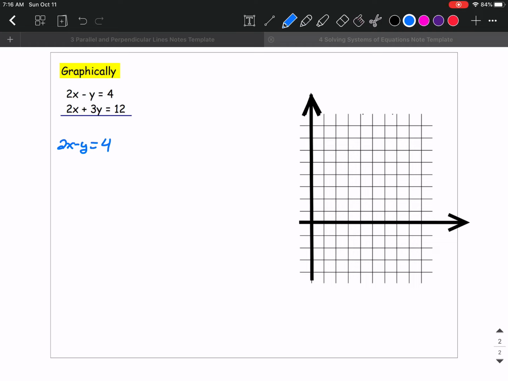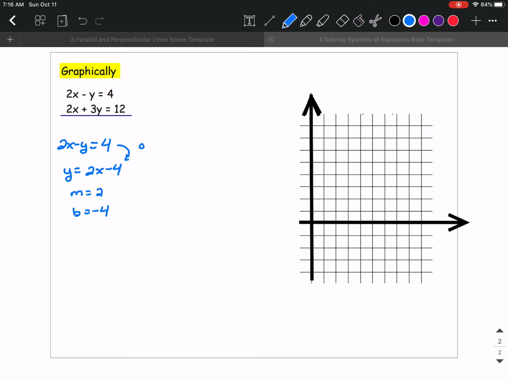Now there's several ways you can go about graphing this. I think a lot of you on this equation would rewrite it in the form y equals 2x minus 4, right? You would put it in your slope-intercept form. And that would mean that your slope is 2 and your y-intercept is negative 4. It's okay if you don't.